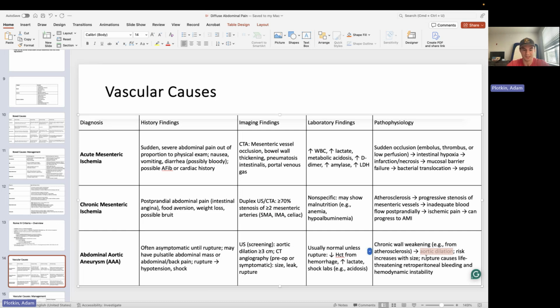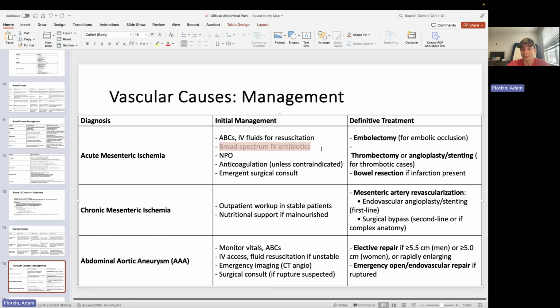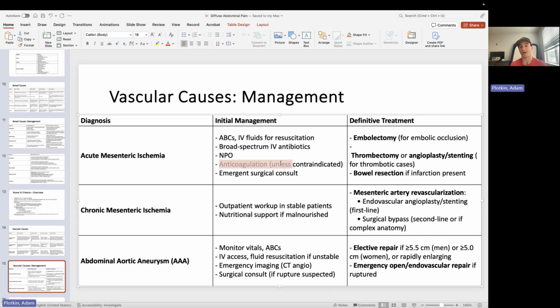Okay, to manage them, acute mesenteric ischemia. If we have infection, broad spectrum IV antibiotics, NPO, anticoagulation unless contraindicated, because think about the pathophys. If this is due to embolus or thrombus, that's cutting off blood supply, so let's anticoagulate. We'll likely need an emergency surgical consult if the patient has severe gut ischemia. We can do an embolectomy if it's an embolic occlusion. We can do a thrombectomy or angioplasty and stenting if it's thrombotic. If there's severe infarction, we can actually take out part of the bowel.